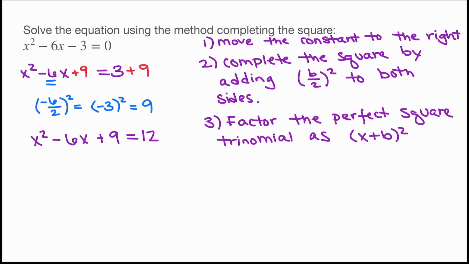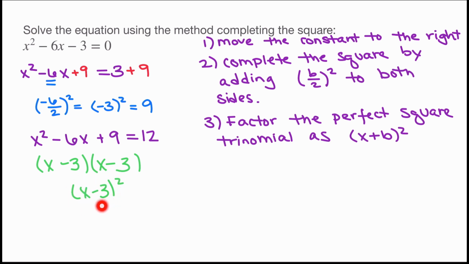So the next step is to factor that left-hand side. So we can do x and x, and then we could find product of 9, sum of negative 6. 9 is 3 times 3. And if we make them both negative, we get x minus 3, x minus 3. This left-hand side can be factored as x minus 3 squared.